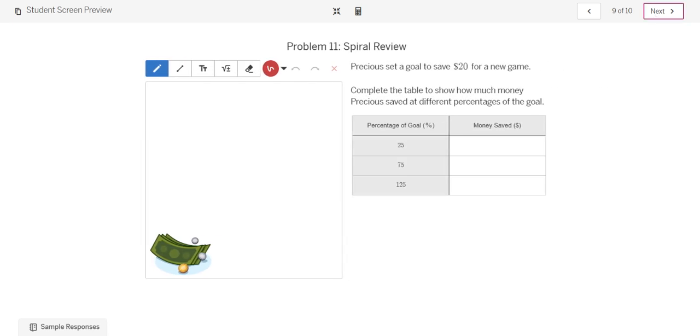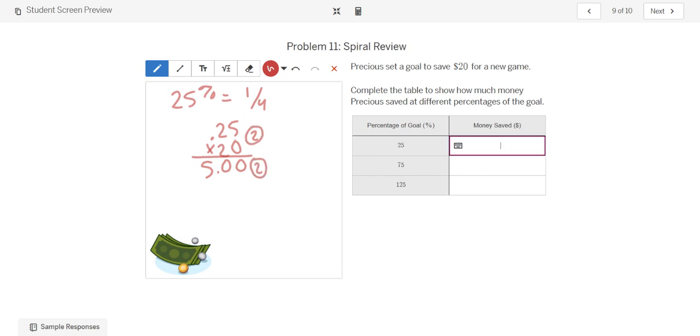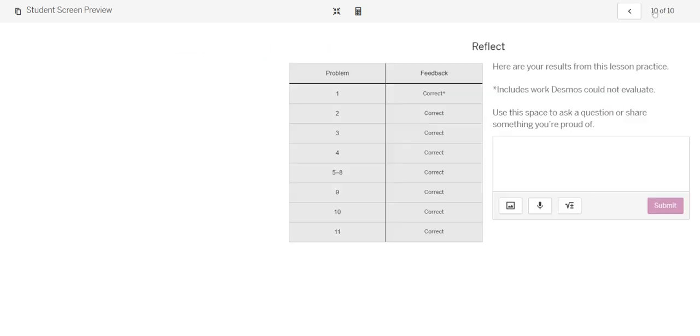Here we go. Some money. $20. Well, 25% of anything, 25% is the same as 1/4. And I know that 1/4 of 20 is $5, but mathematically what I would have done was 0.25 times 20, and I get 5.00 because there's 2 decimals here. There's got to be 2 decimals there. So if 25% is $5, then 75% is 3 times that, or $15, and 125% is 5 times the original one, or $25. Let's see how I did.